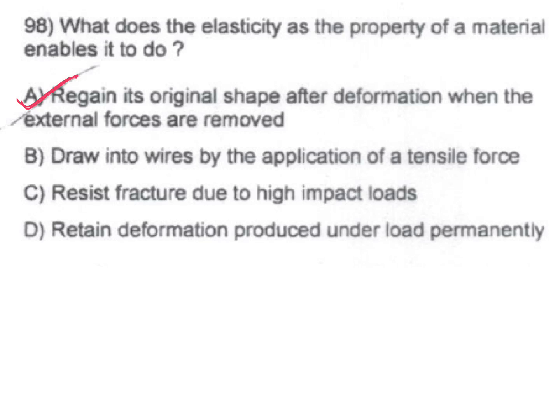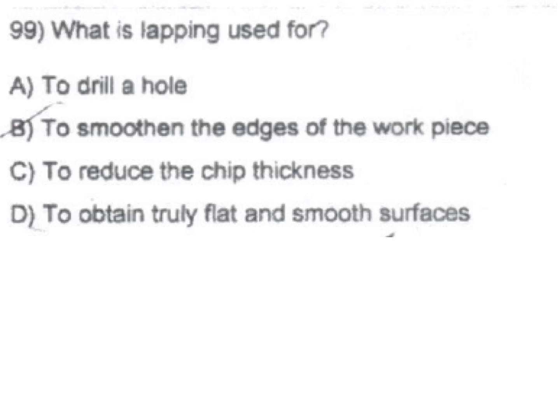Next question. What is lapping used for? A. To drill a hole. B. To smoothen the edges of the workpiece. C. To reduce the chip thickness. D. To obtain truly flat and smooth surface. D is the answer. To obtain truly flat and smooth surface. Lapping is a surface finishing operation. Lapping and honing both are. To obtain truly flat and smooth surface. For smooth surface preparation, we are using lapping.